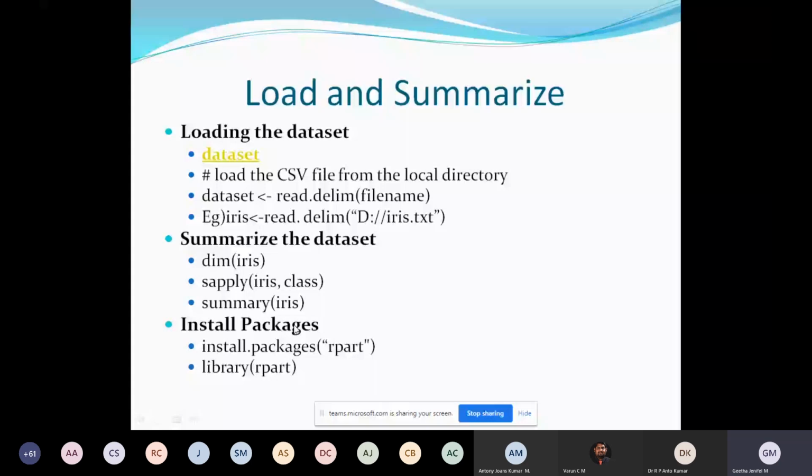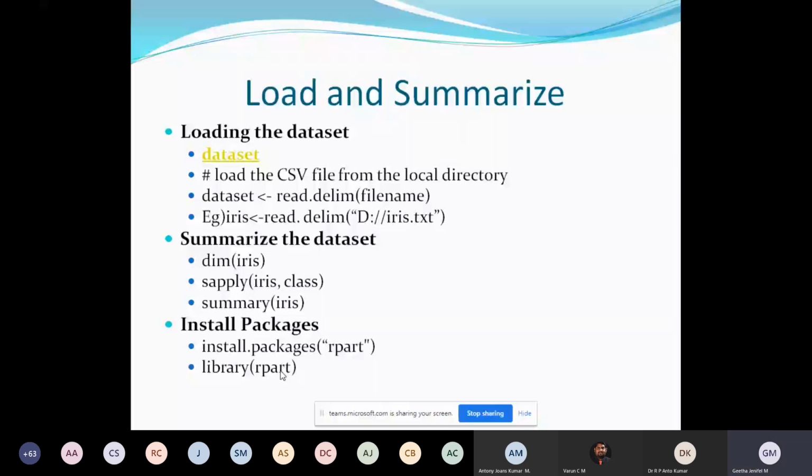The packages are installed with the help of one command, install.packages, followed by the argument, the required package. For decision tree, the algorithm behind it is recursive partitioning, that is rpart. So for that, I'm going to install one package, rpart. After installing the package, you have to call the function library, followed by the required package. Here the package is rpart.